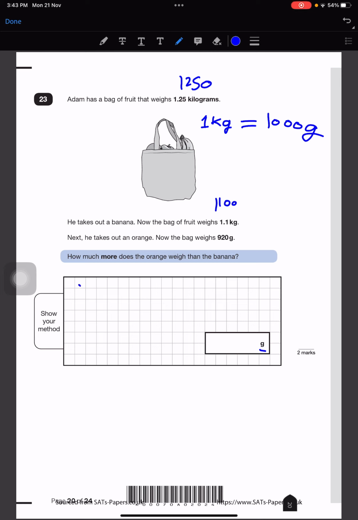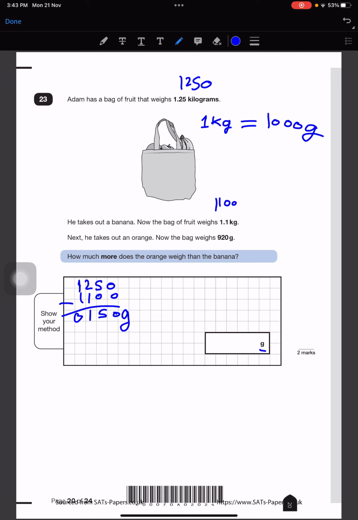So 1,250 subtract 1,100. Okay, so this will be a 0, this will be a 5, this will be a 1, and this will be 0. So 150. This is 150 grams, and this is how much the banana weighs.